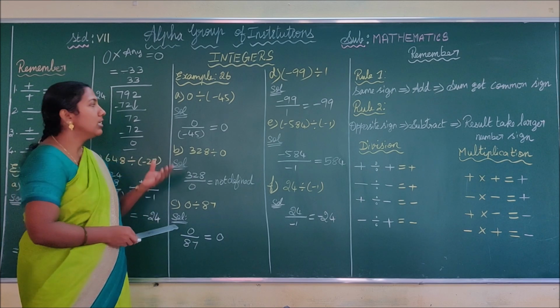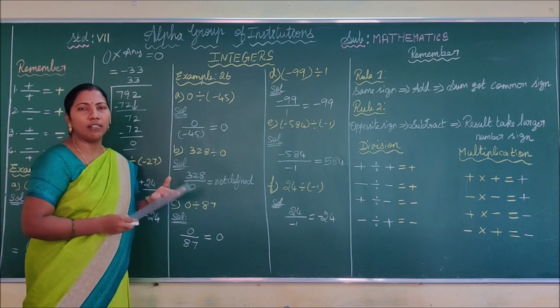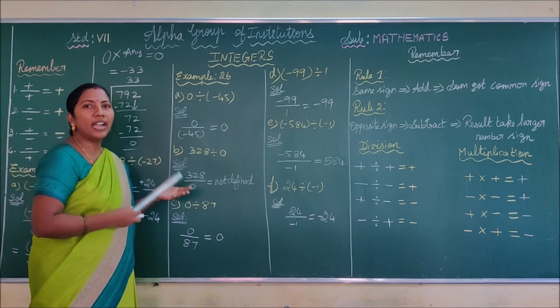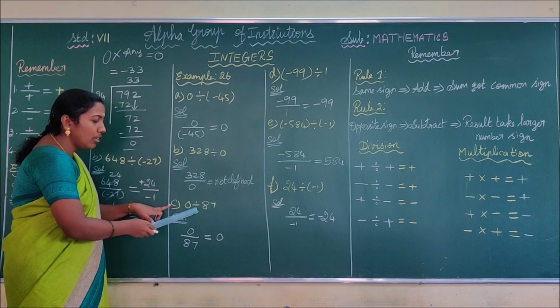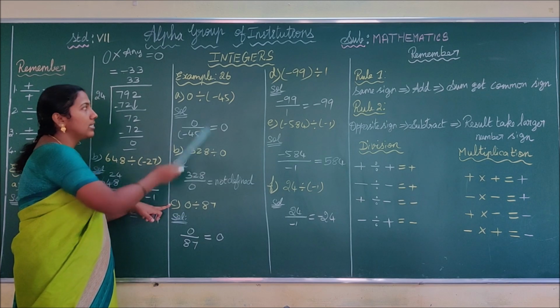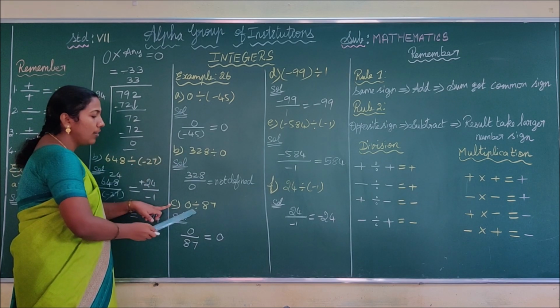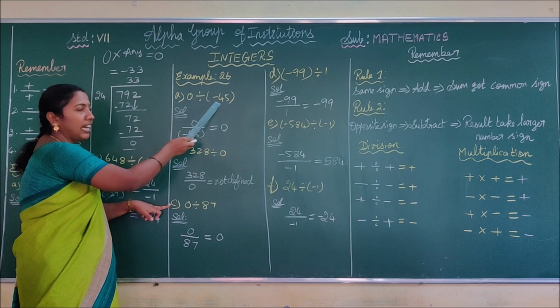It's clear, children? Similarly here also, 0 by 10. What is the answer? 0. 0 by 100. What is the answer? 0. Okay, let us see some more examples. 0 divided by 87. It is as in the case of A. 0 divided by 87. Here we have the negative integer.